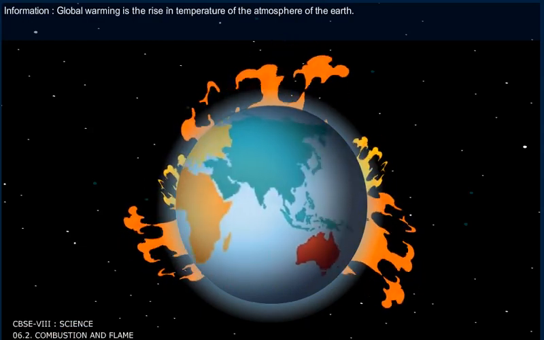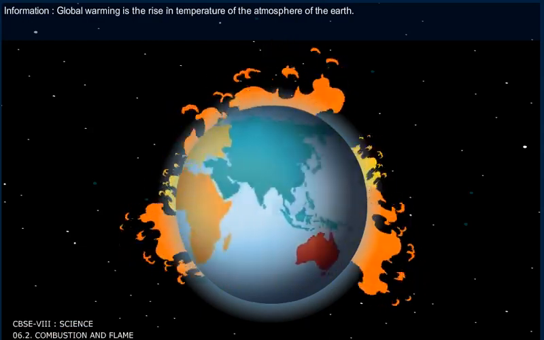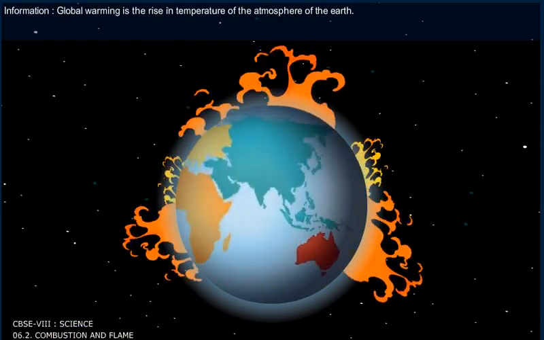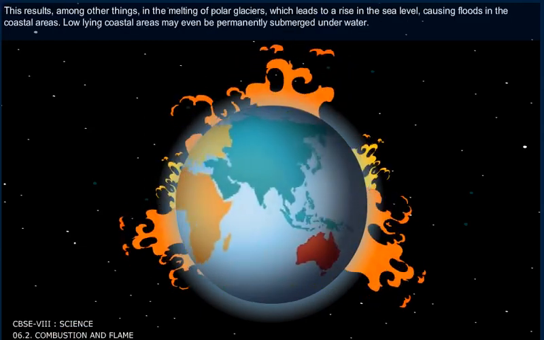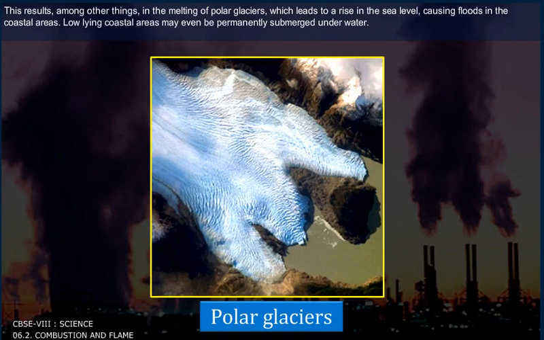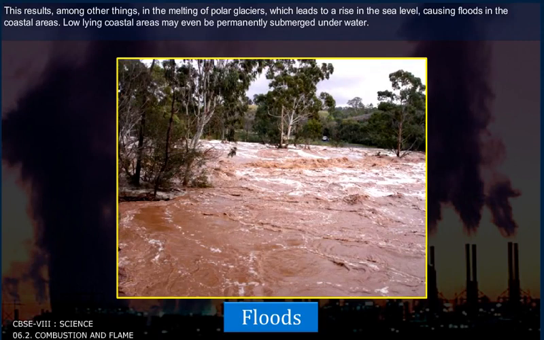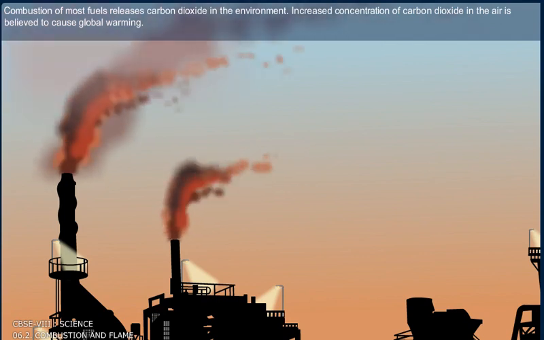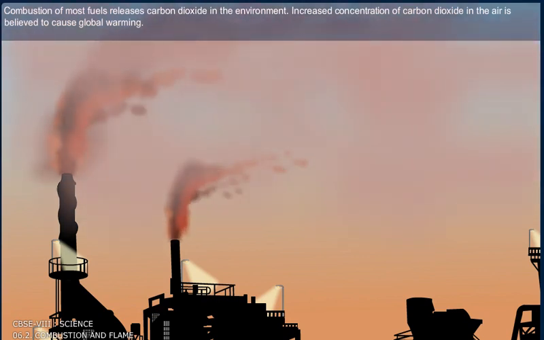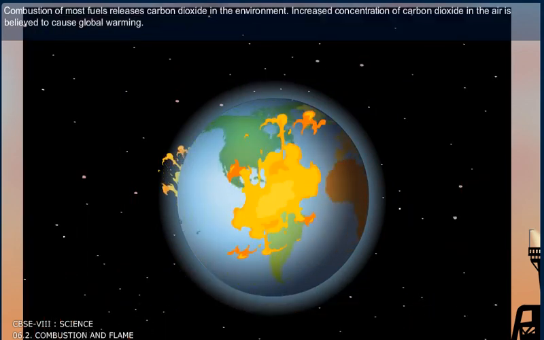Information. Global warming is the rise in temperature of the atmosphere of the Earth. This results, among other things, in the melting of polar glaciers, which leads to a rise in the sea level, causing floods in the coastal areas. Low-lying coastal areas may even be permanently submerged underwater. Combustion of most fuels releases carbon dioxide in the environment. Increased concentration of carbon dioxide in the air is believed to cause global warming.